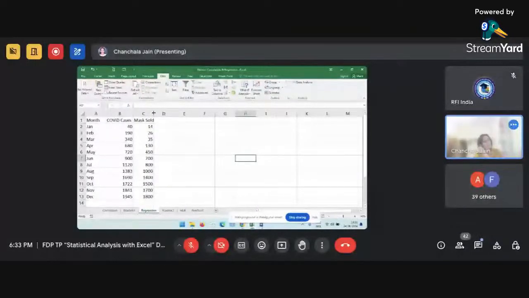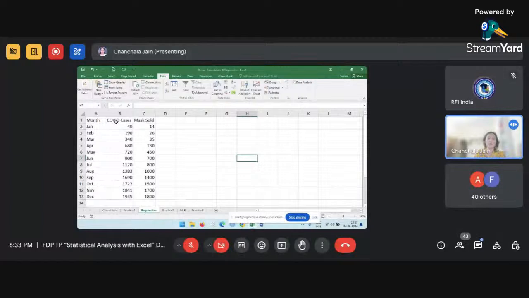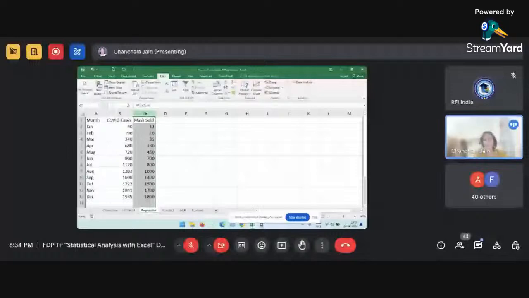So we all are aware of this particular situation when the COVID was pertaining all over the world. We were knowing this thing that the mask sold or the sale of mask was on the peak, right, at a particular time period. So in this particular data, I want to fit a regression here. I want to see the impact of one variable on the other variable. So can any one of you help me to identify which variable I can take as a dependent and which variable I can take as an independent here? Ma'am, mask sold is dependent on COVID cases.